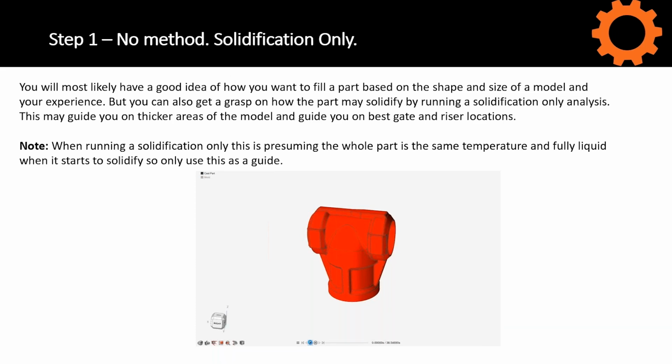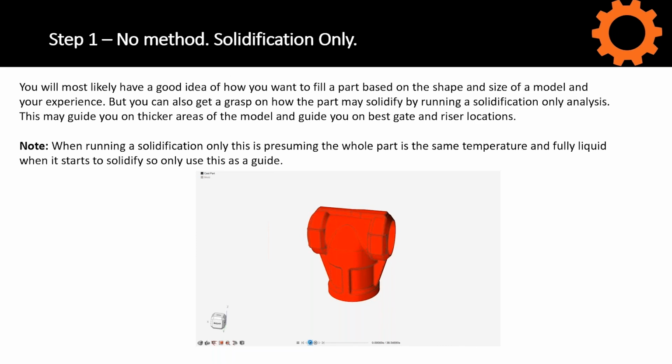What this allows you to do is get an idea of how the part actually solidifies. Based on the part, the shape, the size, and your knowledge, you'll probably have an idea of how you want to fill the part. But running a solidification only analysis can give you an idea of the thicker regions, maybe best gate positions, and best riser or feeder positions. One thing to note when doing a solidification only analysis is that it presumes the whole part is the same temperature and fully liquid when it starts to solidify, so you only use this as a guide.